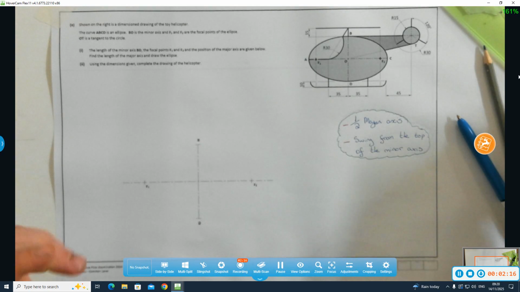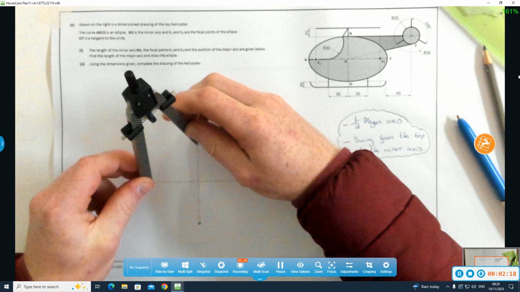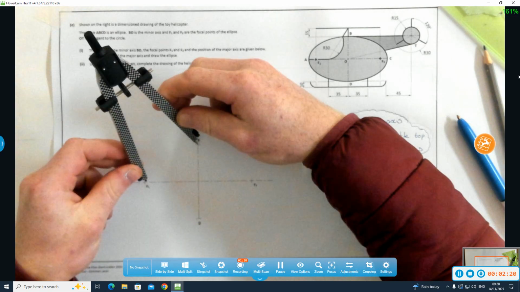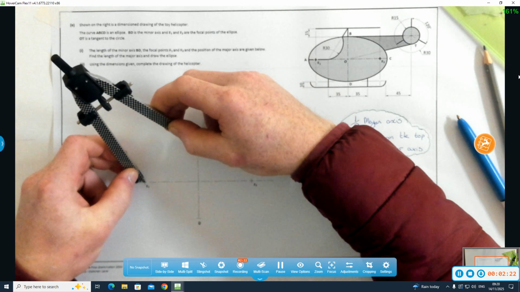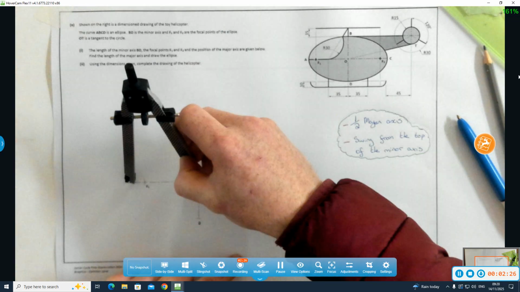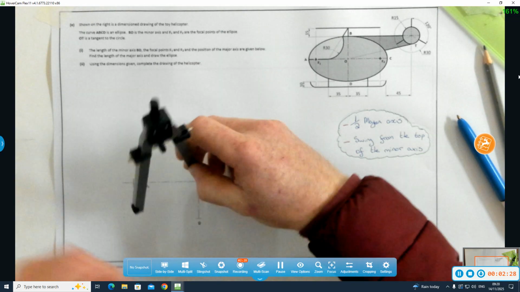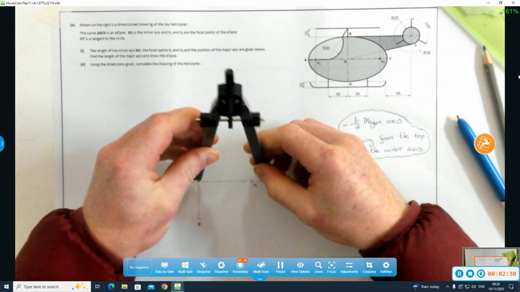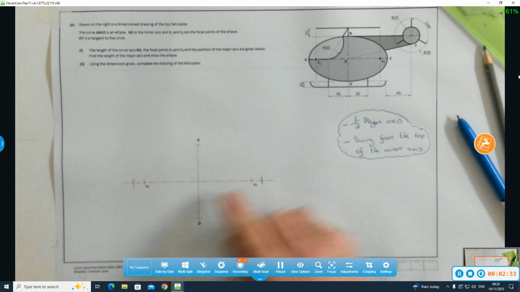Well, we now need to work backwards. So we're going to get the distance from the minor axis to the focal point, and we're going to swing this from the center. So that now, at this point over here, that's my major axis.